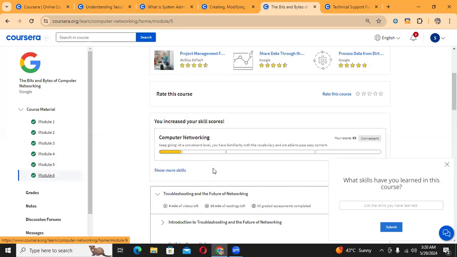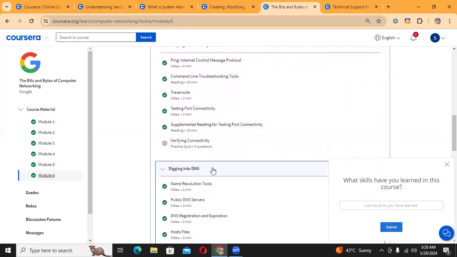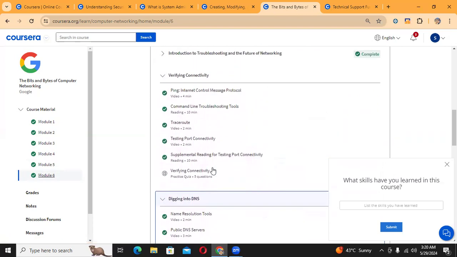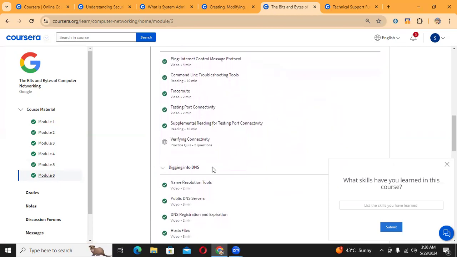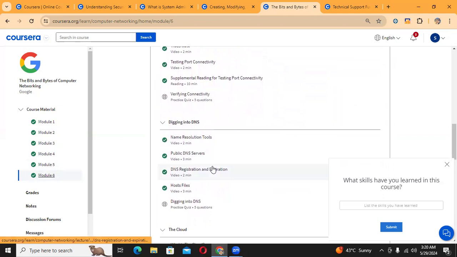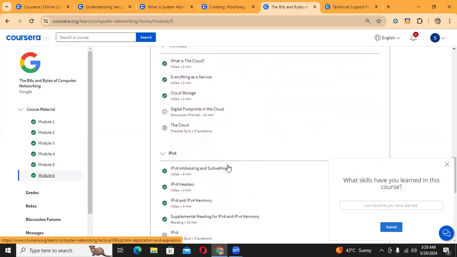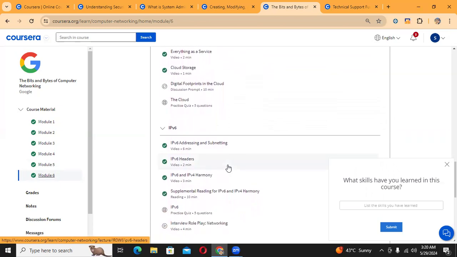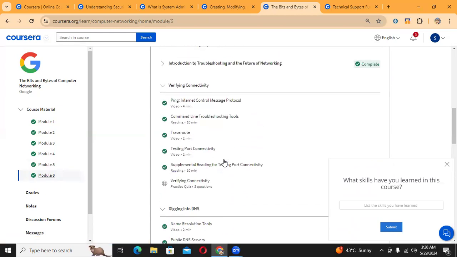So move on to module six. Module six is about troubleshooting and the future of networking. It covers techniques for diagnosing and resolving network issues and an overview of future networking trends. The key points in it are IoT, SDN, and we have career opportunities in networking. It tells us about this.